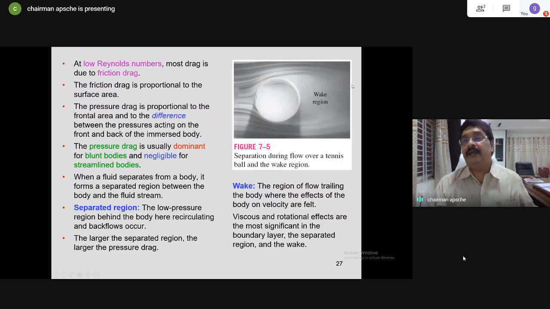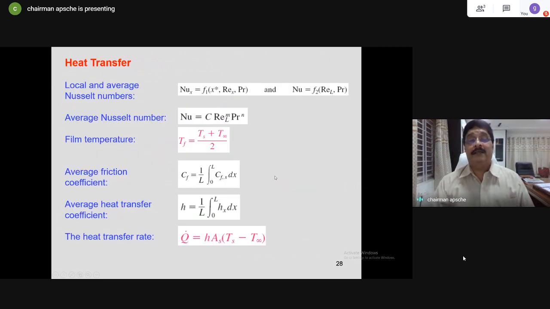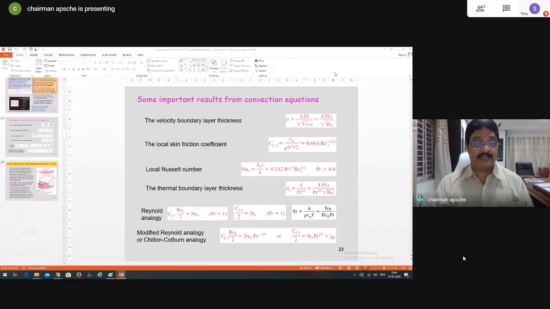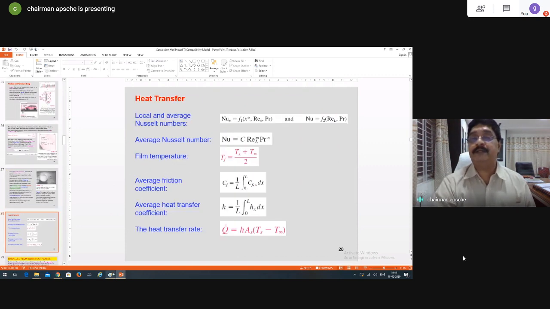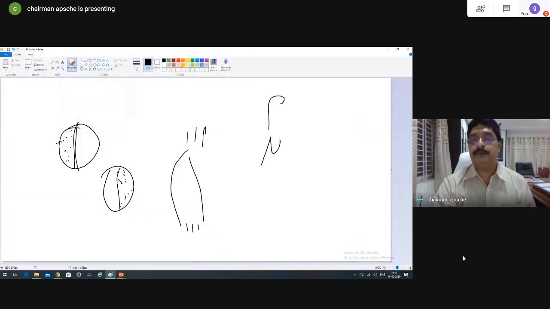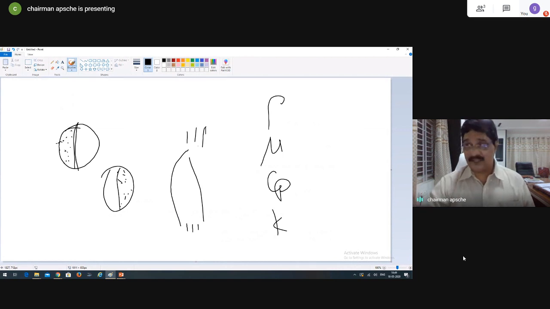And we did talk about the wake region. I said how dangerous it is for a second flight to go behind the first flight. The wake region will be deadly. And also I said for all practical flat plate flows, you estimate the properties. What are the properties you estimate? To solve the convection heat transfer, you estimate the properties like rho, mu, Cp, K, etc. And you estimate these properties of the fluid.